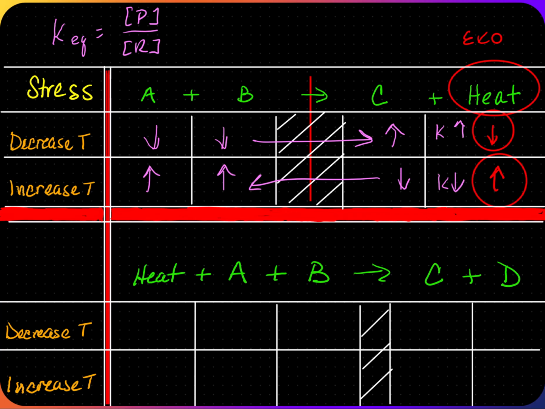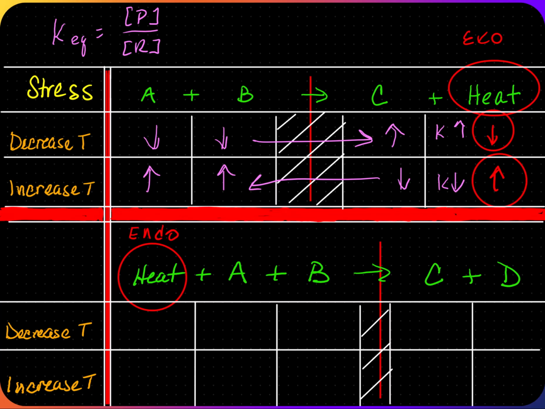In the second equation, we have heat plus A plus B yields C plus D. We're going to locate the heat. The heat is located on the reactant side. So this is going to be an endothermic reaction. And then we're going to shift accordingly as we did with concentration.